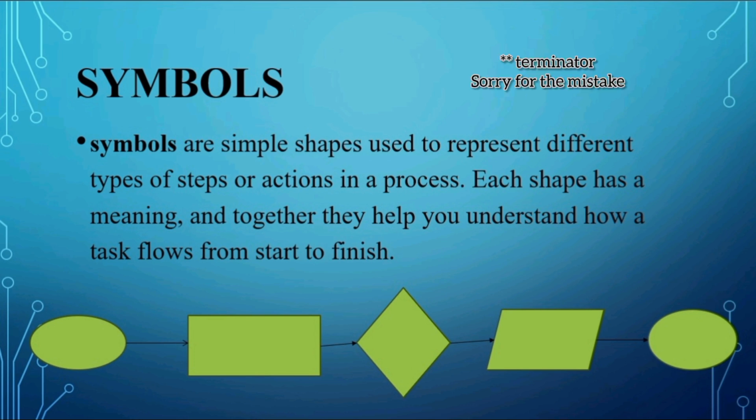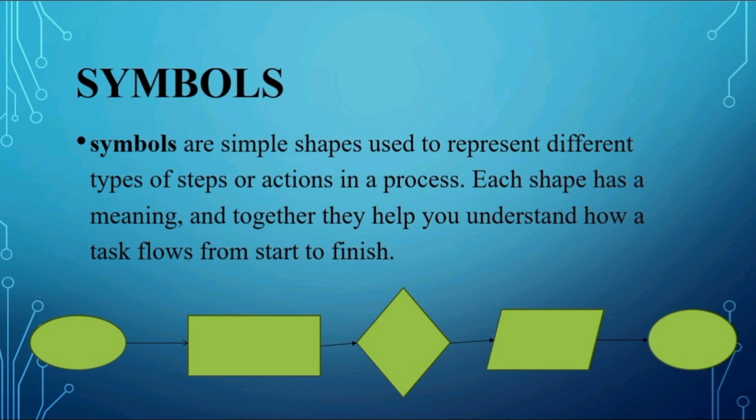First one is the terminator. It is in the oval shape. It is used to start or end. Think of this like a beginning or end of a story. You use the oval shape to show where the process starts, like waking up in the morning, and where it ends, like going to bed. It says here is where everything begins, and that's it, we are done.